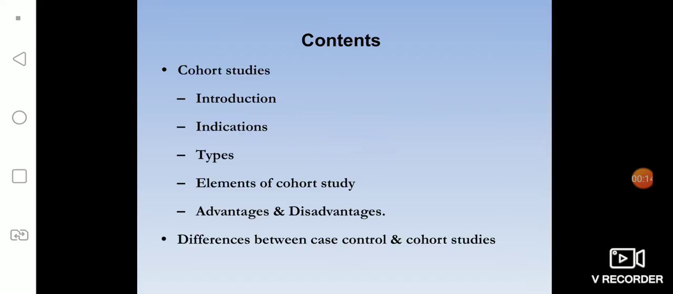Good morning, dear students. Today we will continue with the second type of analytical epidemiological studies, that is cohort studies. Today's contents are introduction, indications, types, elements of the cohort study, advantages, disadvantages, and differences between case control and cohort studies.